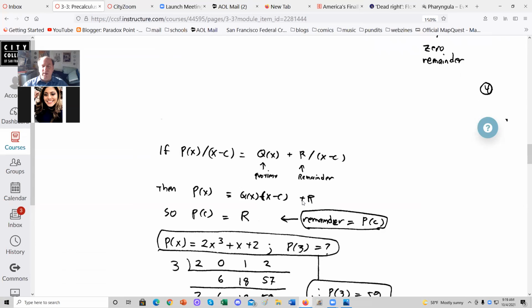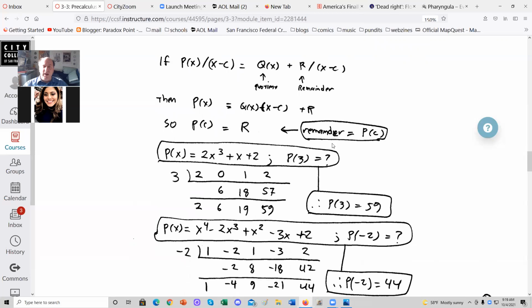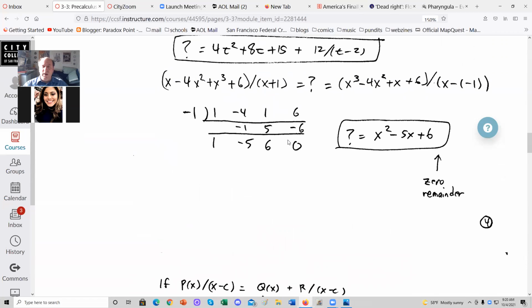Now this remainder is important because if we have a ratio, p over x minus c, equal to quotient plus remainder over x minus c, then when you multiply by x minus c, you get p equals q times x minus c plus r. In particular, if you put x equal to c, then p of c equals q of c times c minus c, which is 0. This term goes away entirely. All that's left is remainder r. P of c is r. The remainder is p evaluated at c. So for example, this 0 is this polynomial evaluated at negative 1.